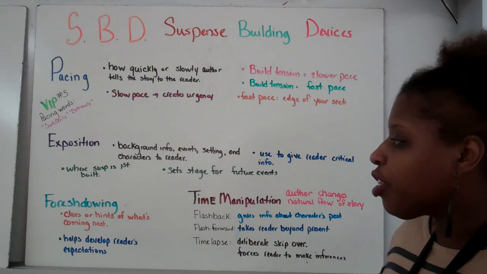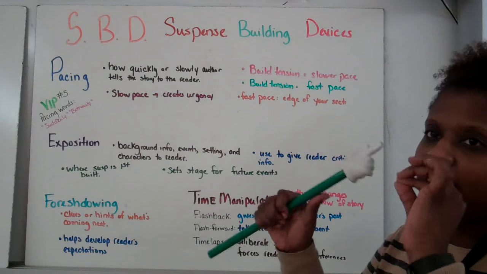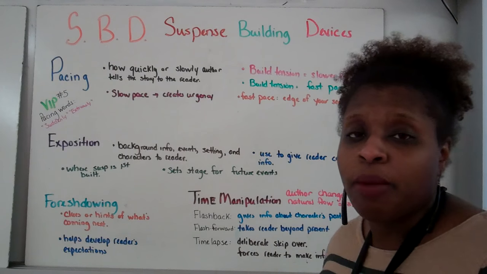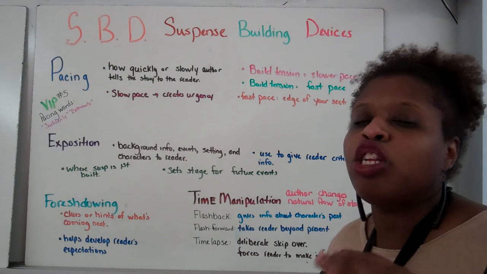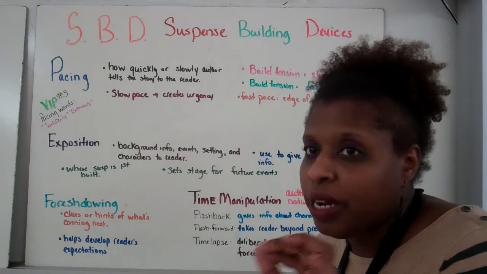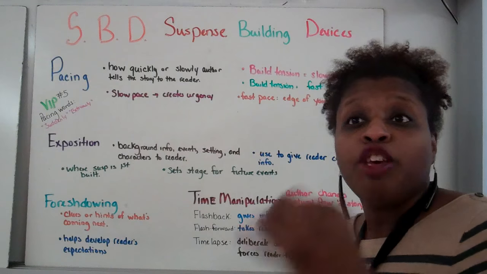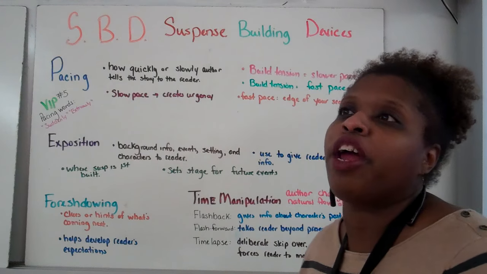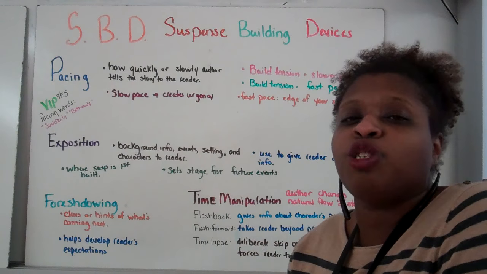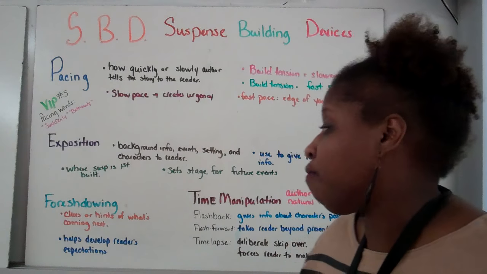The next one, foreshadowing. Foreshadowing are those clues or hints of what's coming next. It helps develop readers' expectations. In The Most Dangerous Game, there are different clues that the author puts into the very first chapter deliberately to let you know what's going on. In Julius Caesar, you have the soothsayer who says, "Beware the Ides of March." That is foreshadowing, where the author is building up suspense because you know there's an important date you have to focus on, the 15th of March.